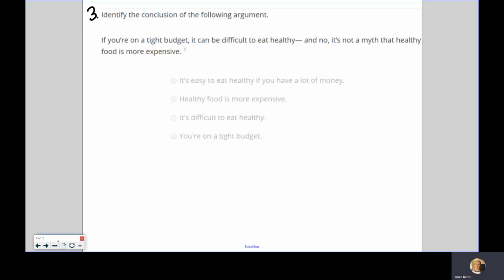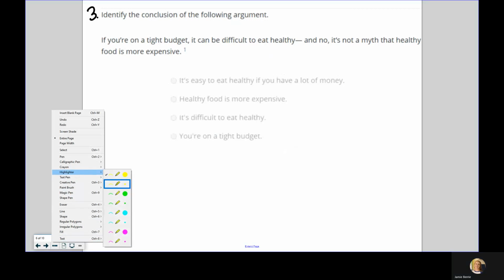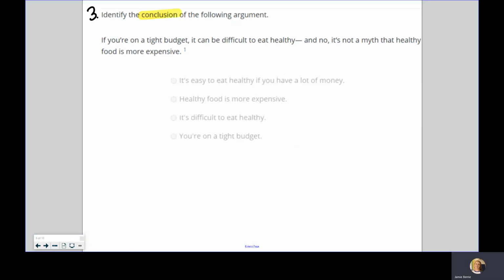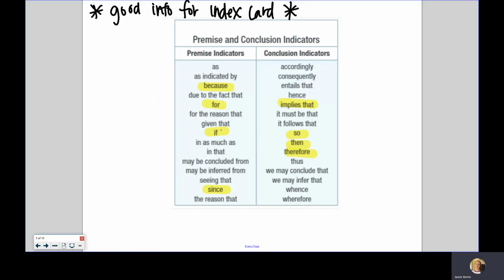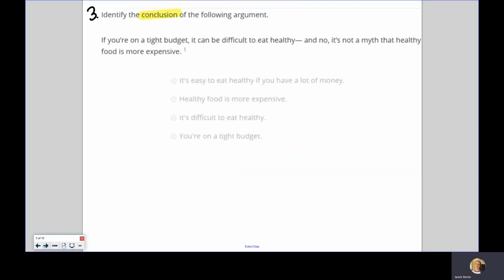All right, let's look at another example. This time they're asking us to find the conclusion. Identify the conclusion of the following argument. If you're on a tight budget, it can be difficult to eat healthy. And no, it's not a myth that healthy food is more expensive. All right, so remember, I see this word if here. Let me see what kind of indicator that was. If is an indicator of the premise. Okay, so if is an indicator of the premise.